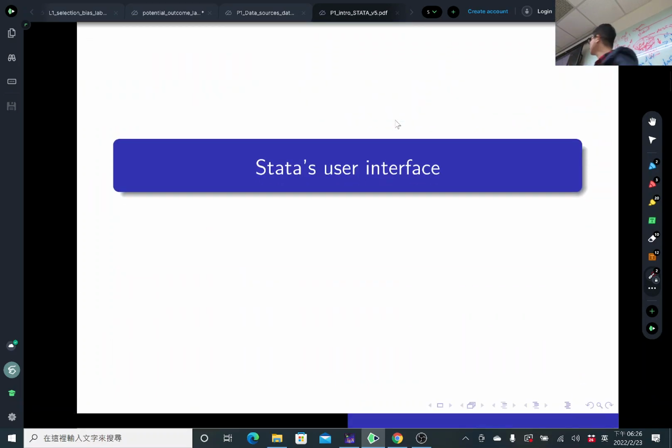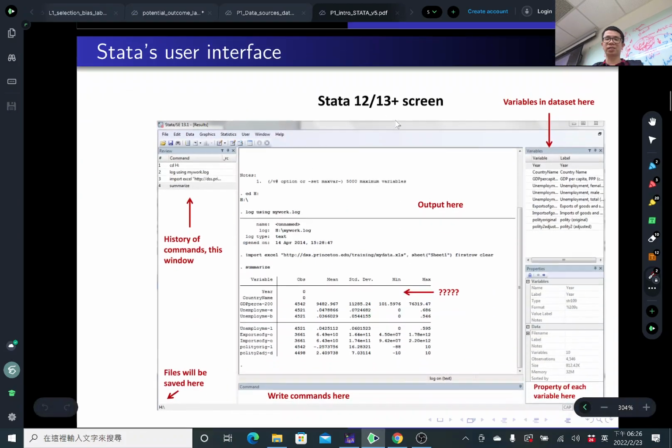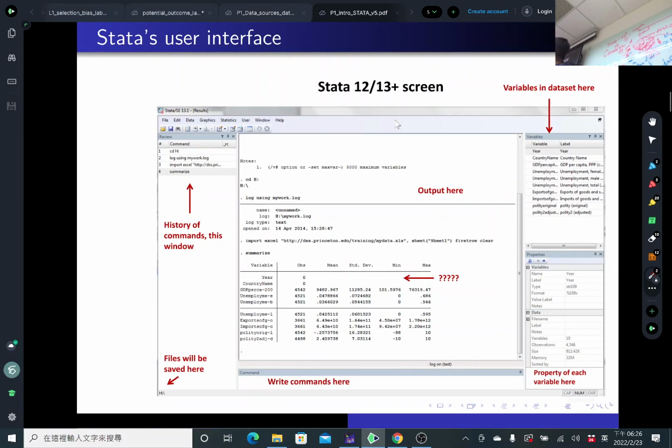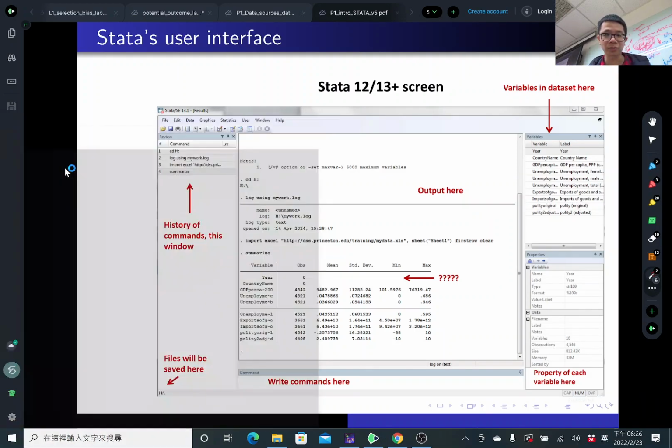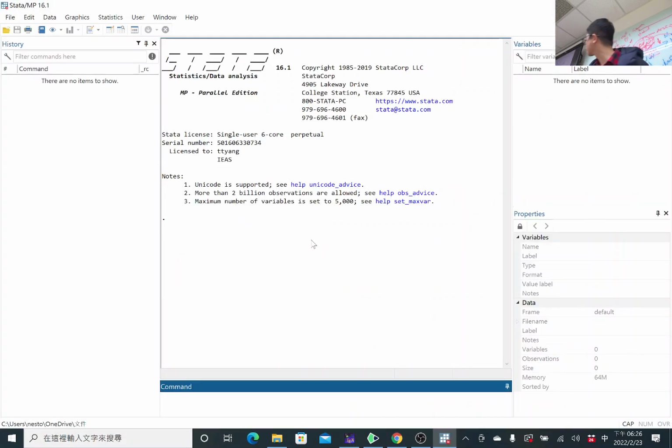So the typical Stata interface looks like this. I will just directly open Stata to introduce it. Okay. You can see you can type the command here. That is where you type your command. And when you type the command, the result will show up here or in another place, or open another window.